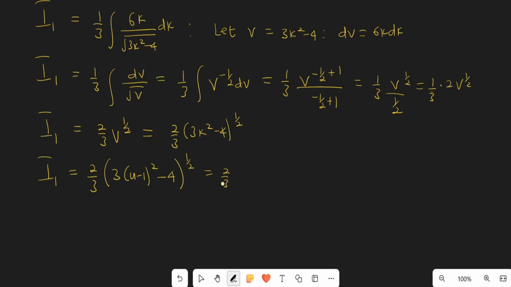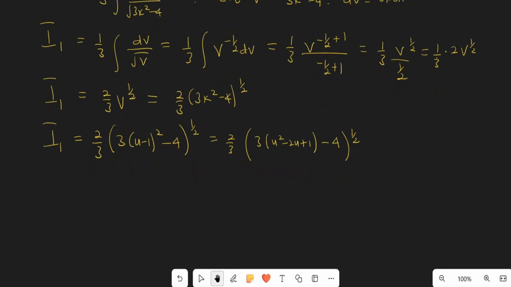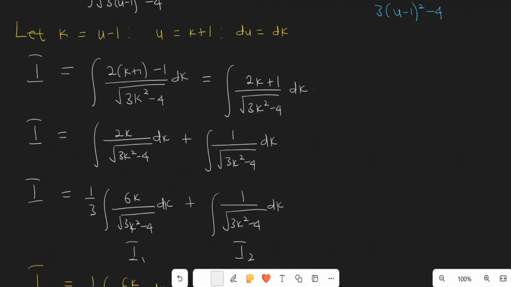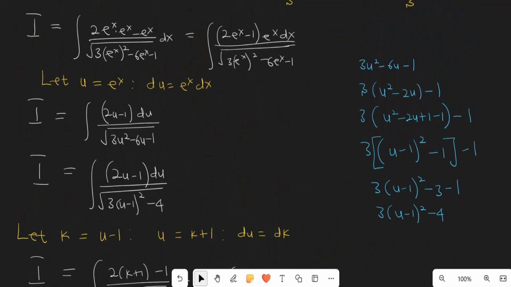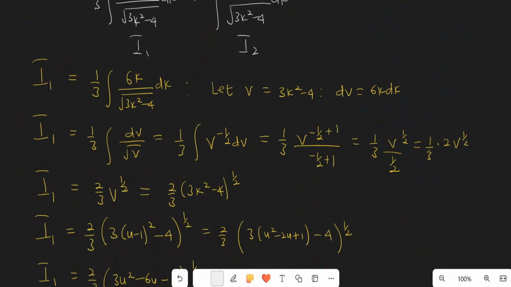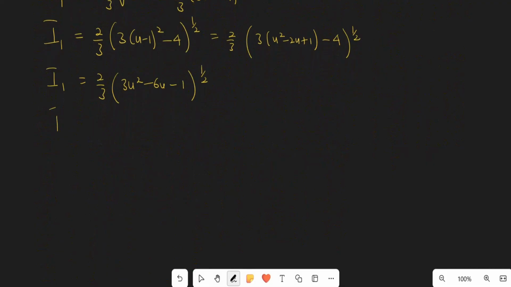And this is 2 over 3. You have 3. Foiling, this is going to be u squared minus 2u plus 1, and then minus 4. This one raised to the power 1/2. I1 is going to be equal to 2 over 3 outside, and then multiplying in, we have 3u squared minus 6u plus 3 minus 4, which is going to be minus 1. This one raised to the power 1/2. But what is u in terms of x? From the first substitution, u is equal to e to the x. So we just replace u with e to the x and we wrap up integral I1.